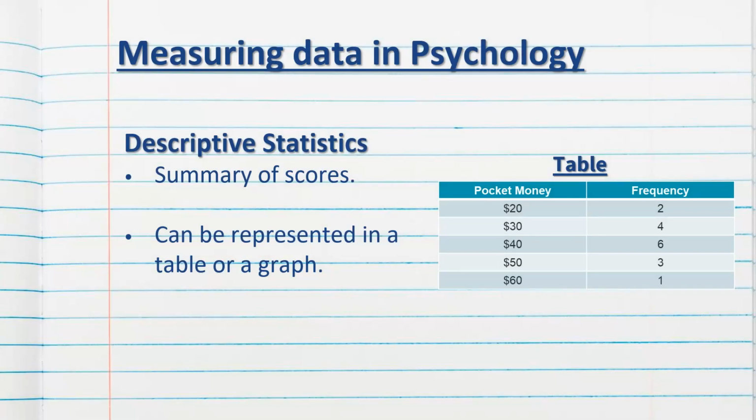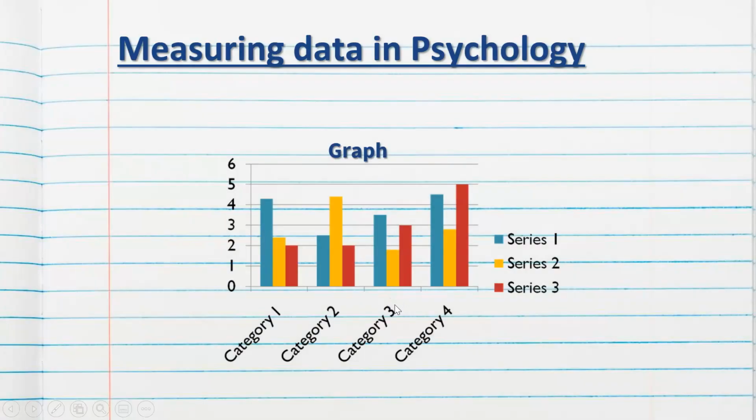We use what we call descriptive statistics and we try and summarize the scores so they make sense. We can often get thousands and thousands of numbers or responses. We obviously need to make sense of that. And there's several different ways we can do this. So we can present our results in a table, as you see here. We can obviously present them in a graph as well. So a graph such as this one.